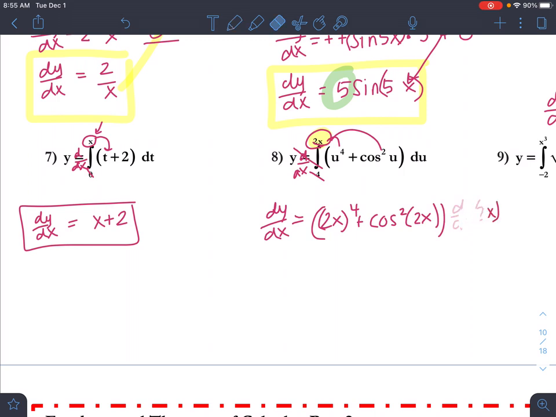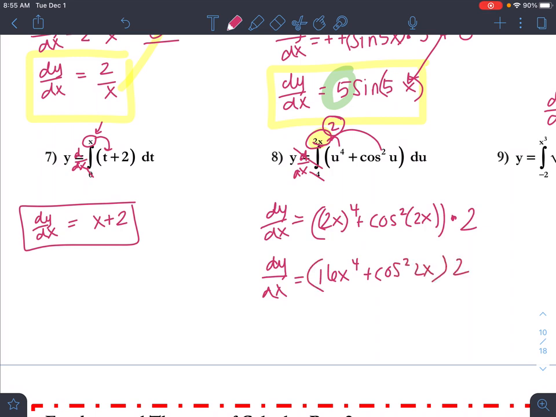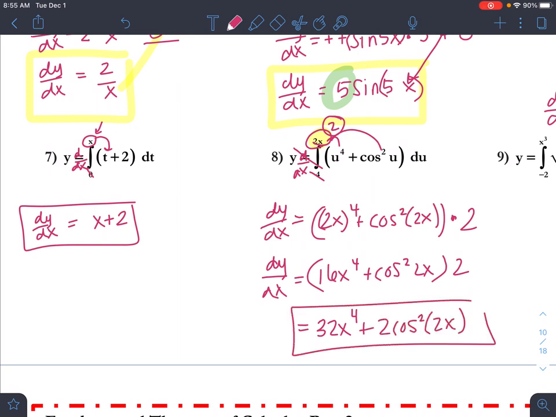You could also just say, okay, times 2, right? This derivative is 2. That's what I'm multiplying at the end. So I'm not looking at this for chain rule. I'm only looking at the top limit of integration, okay? So if you want to simplify this a little bit, you end up getting 16x to the 4th plus cosine squared of 2x all times 2. So 32x to the 4th plus 2 cosine squared of 2x, if you want to write it that way.